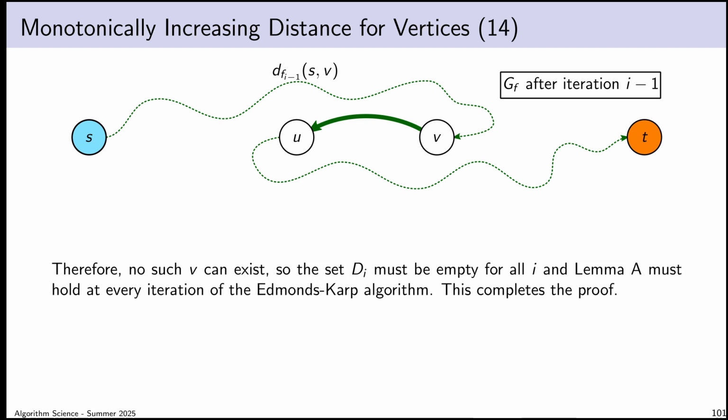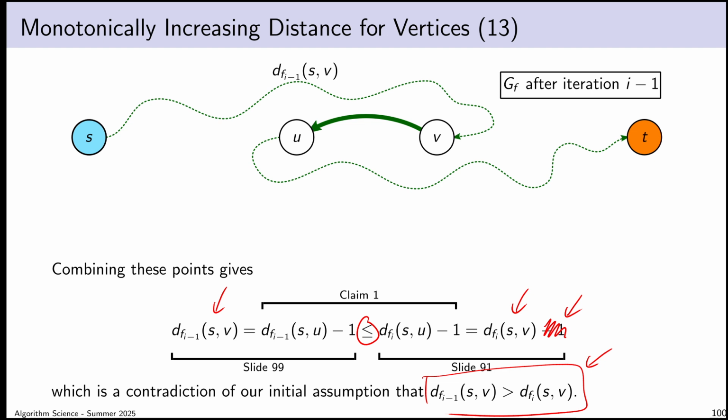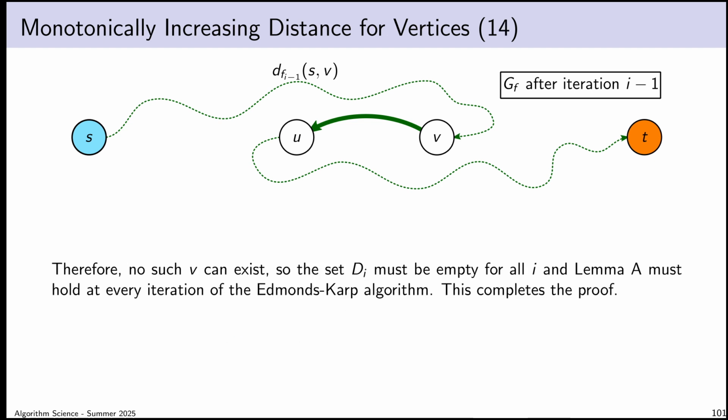Okay, so that means no such V can exist. We supposed that there were a vertex whose distance decreased at iteration I, and then we showed that no matter how we parse it, that results in a contradiction, which means the set of vertices whose distance decreases must be empty at every iteration. In other words, lemma A, which is the statement that the distance of a vertex never decreases, must be true at every iteration, and that proves lemma A.